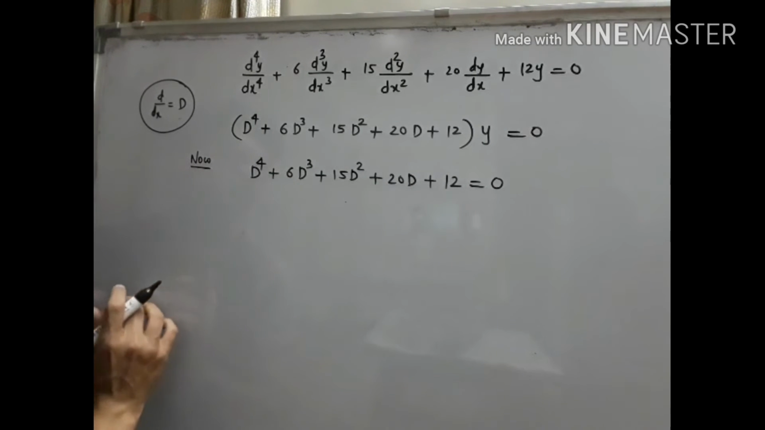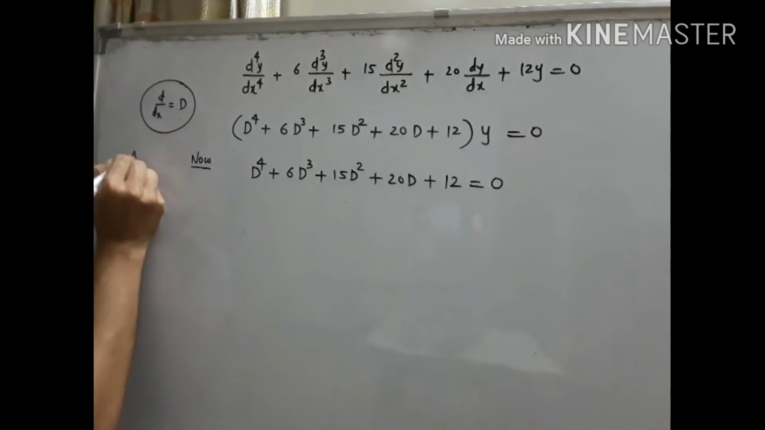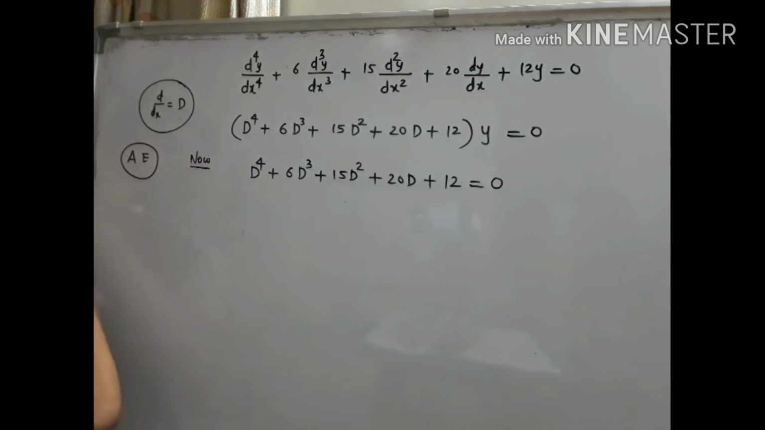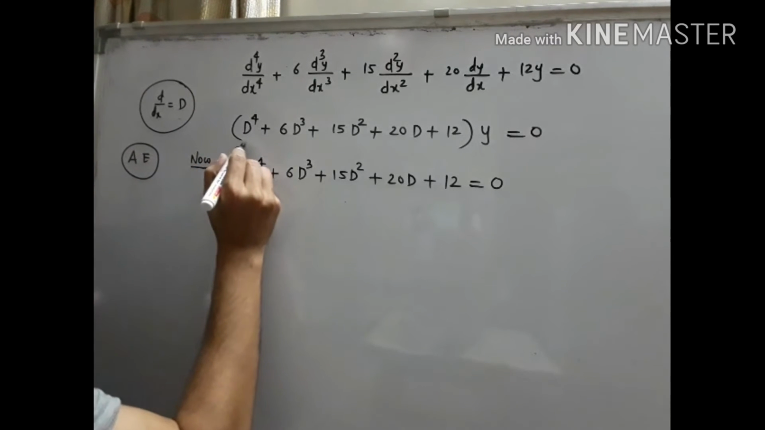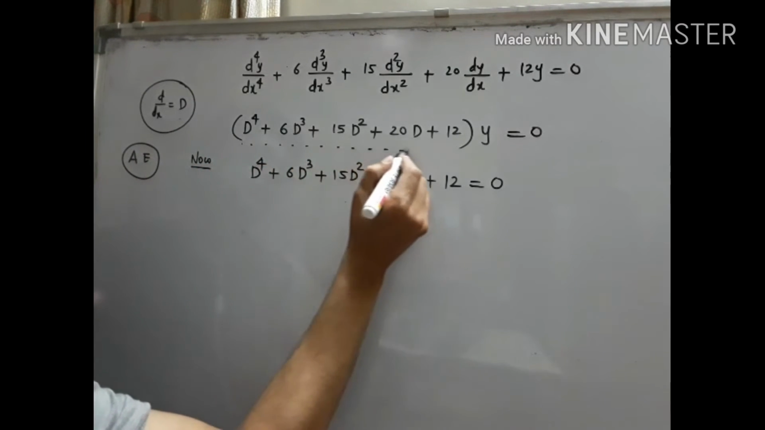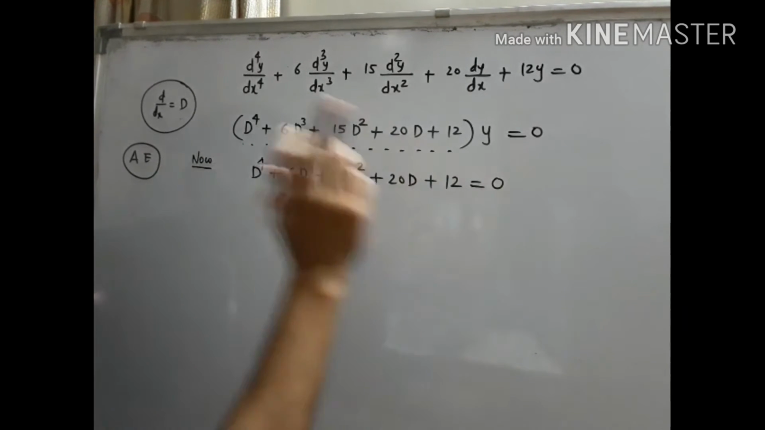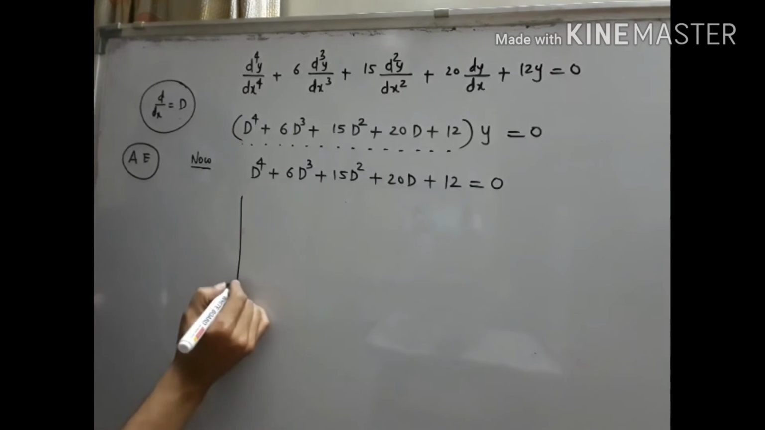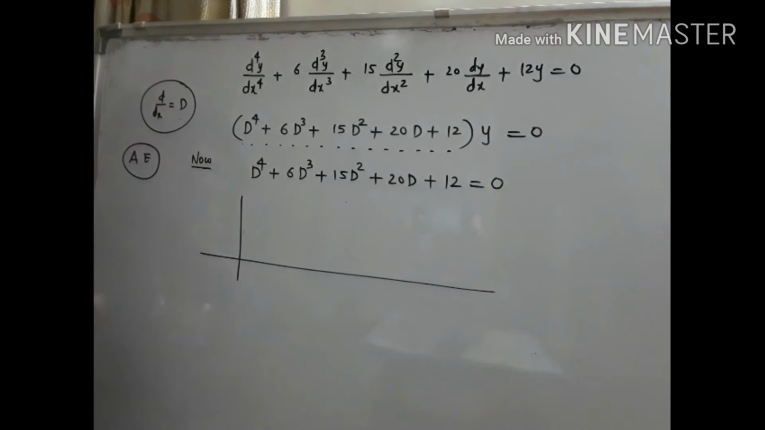First thing is we form the auxiliary equation. Remember how we form the auxiliary equation? This polynomial in D is equated to 0. Now we have to solve this polynomial in D. We can use synthetic division.